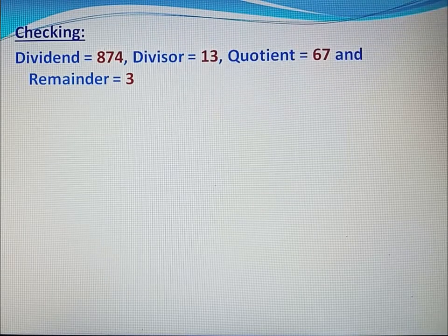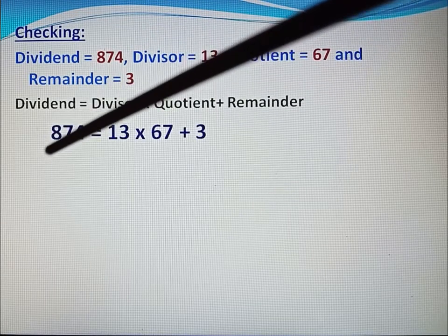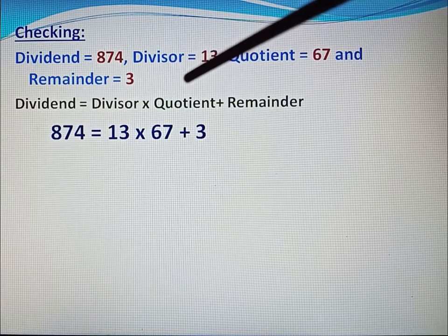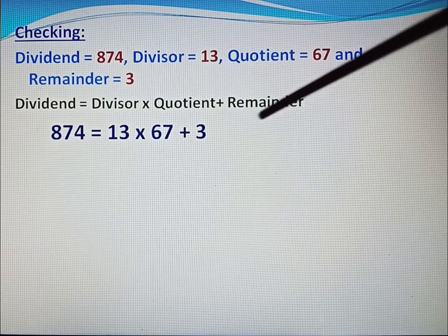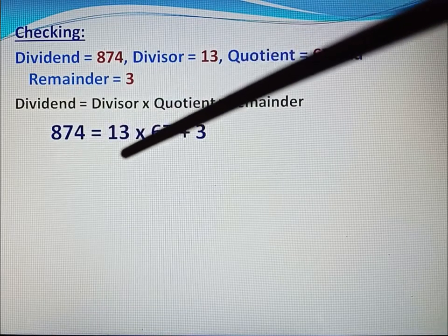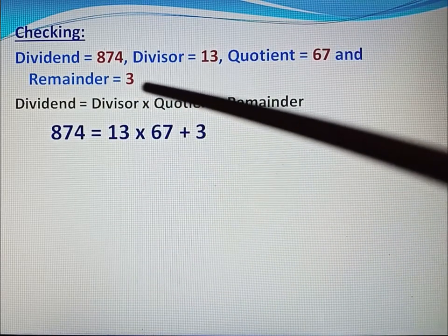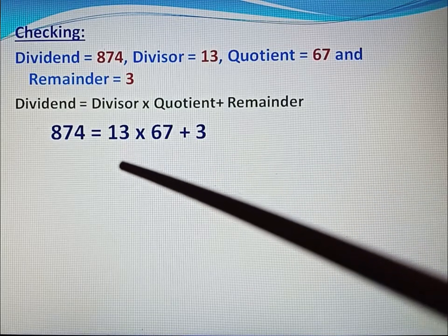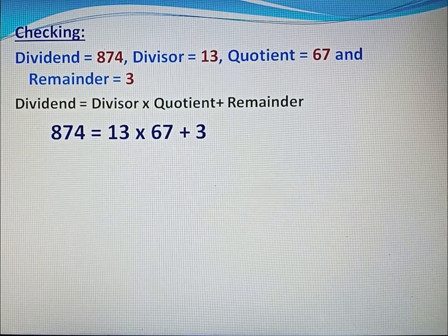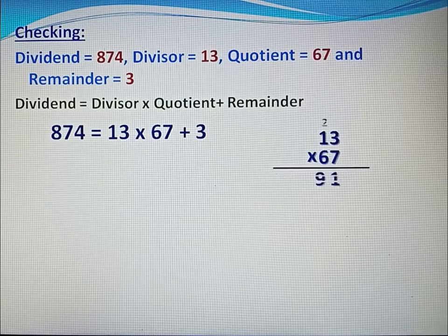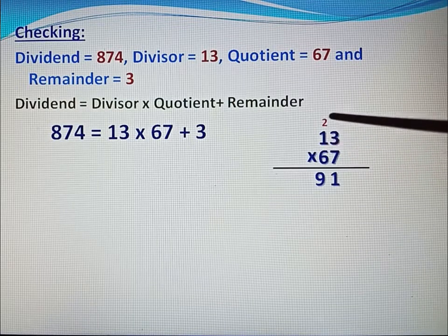And then we will write the formula. Dividend equals divisor multiply quotient plus remainder. Dividend 874 equals divisor 13 multiply quotient 67 plus remainder 3. Here first we will multiply 13 by 67. Multiply. See, 7 times 3 is 21, 1 and 2 carry, 7 times 1 is 7, plus 2 is 9.